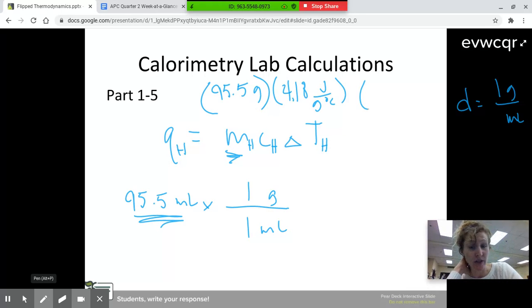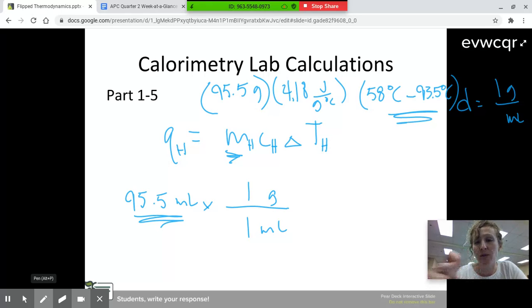And then temperature should be the final temperature of the hot water minus initial temperature of the hot water. So you should go 58 degrees Celsius, which is the final for the hot water, and then 93.5 degrees Celsius, which is the initial for the hot water. And this is why your answer comes out negative. If you flip those temperatures, if you do initial minus final instead of final minus initial, then your Q of the hot water will come out positive instead of negative.